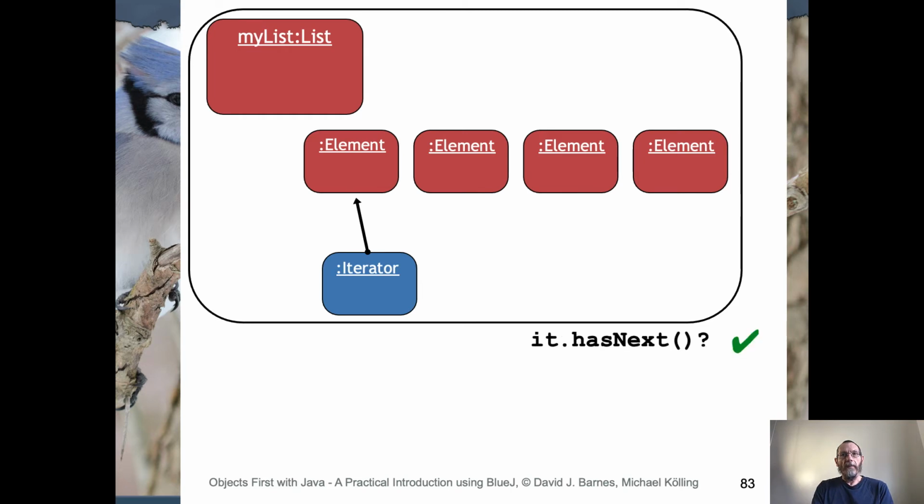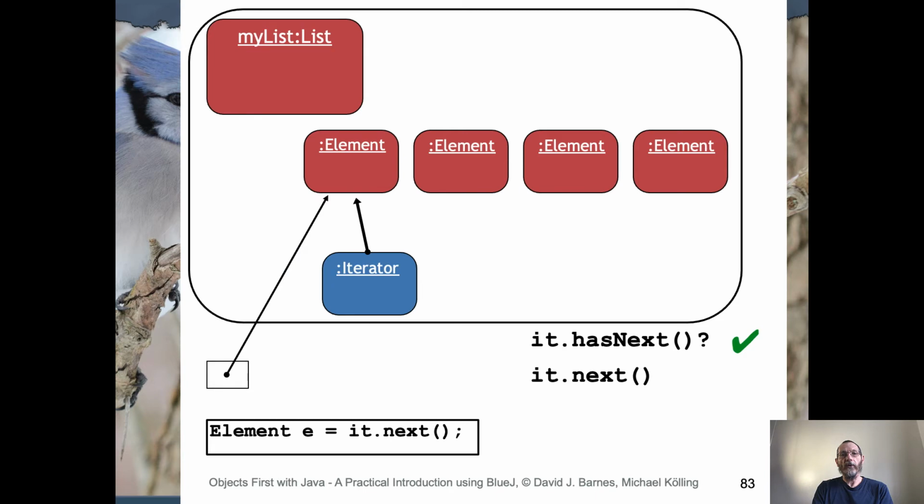The next step is to ask the iterator whether there are any more items in the collection that we haven't yet processed. So we call the hasNext method. And if the hasNext method returns true, then we know it's okay to invoke the next method, and the result of that will be that the iterator returns us a reference to the object that it was referring to.